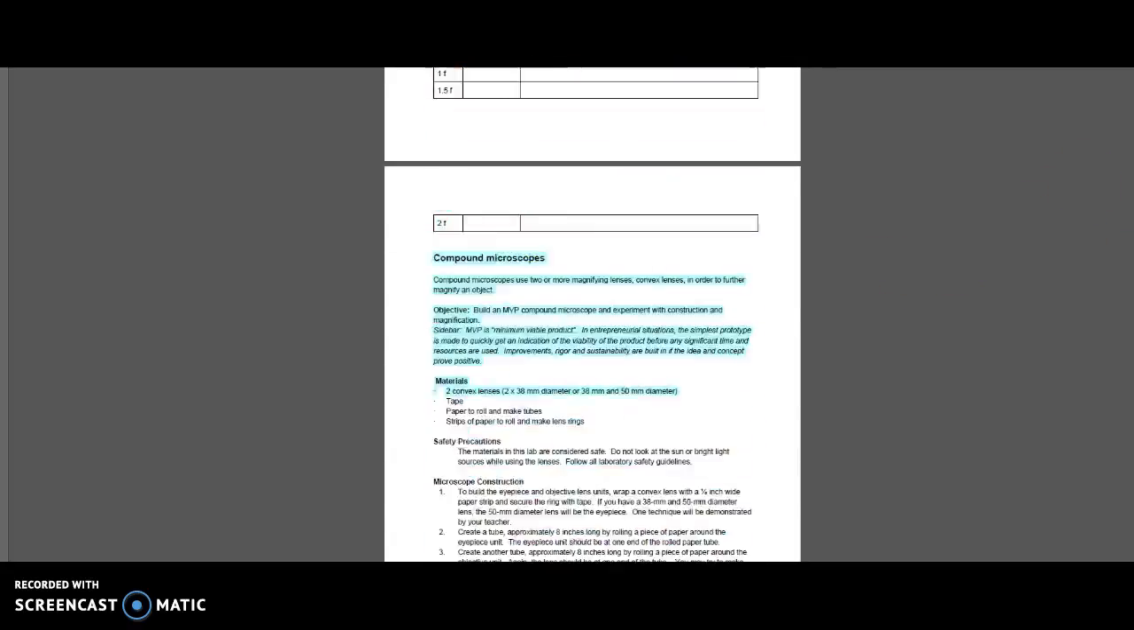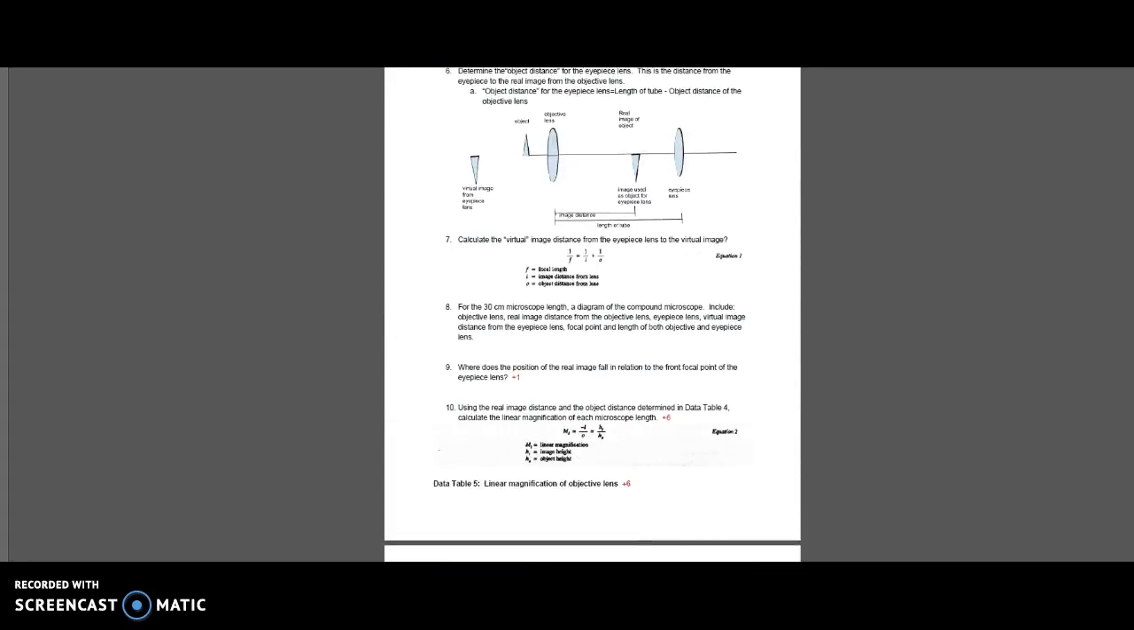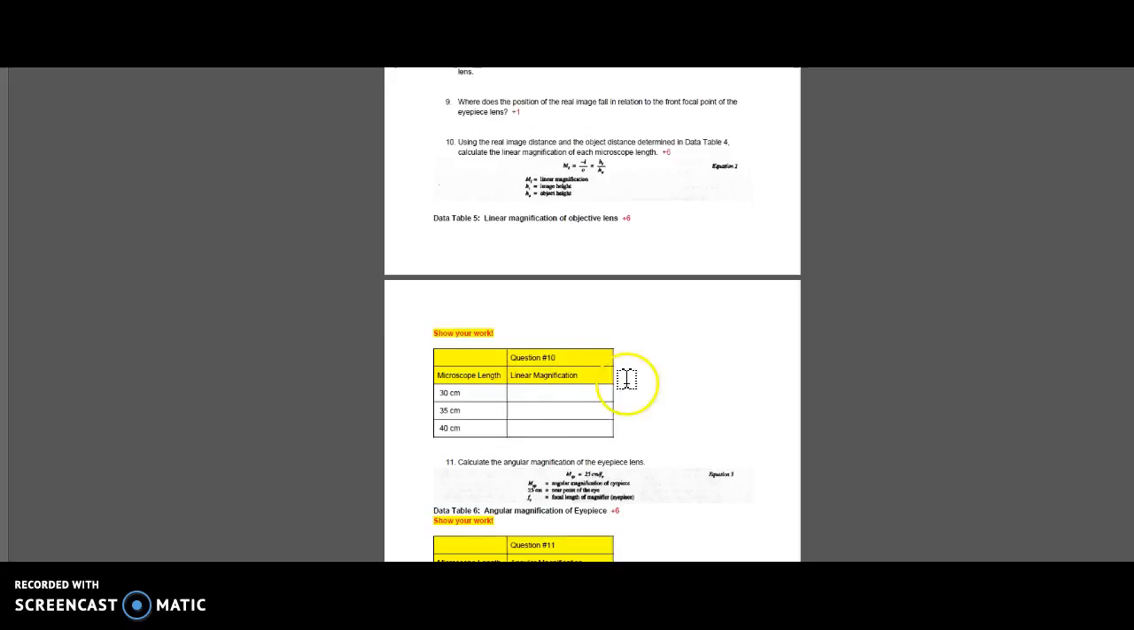So the question down here, number 10, asks you to calculate the linear magnification of each of your scope lengths. So in this lab you had a microscope with two lenses, and you extended that microscope so you have 3 different lengths. So you will do that calculation and then put the answers here in table 5.